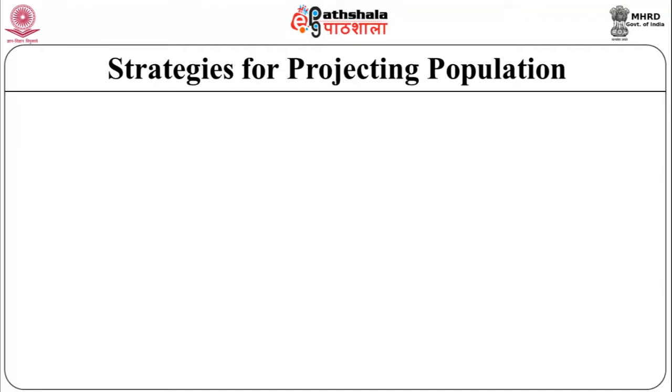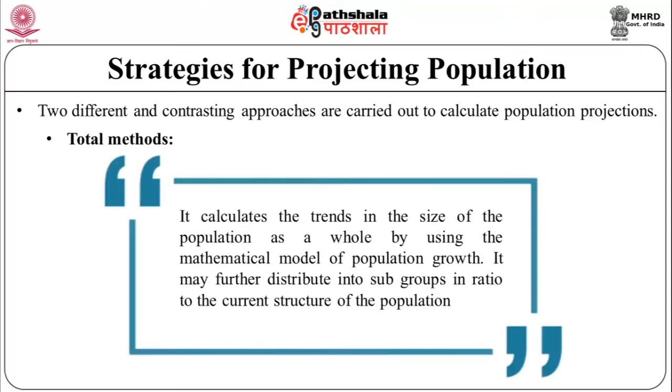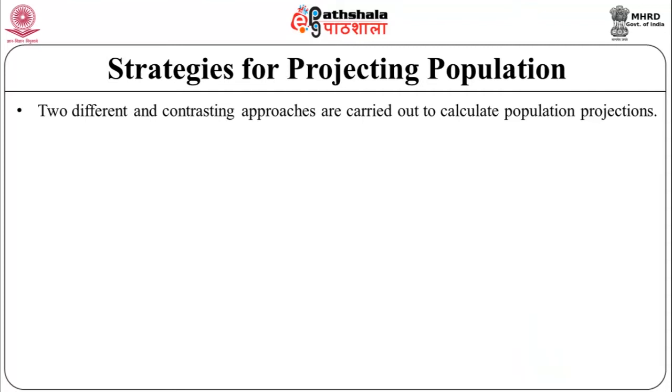Now let us discuss the strategies for projecting population. Two different and contrasting approaches are carried out to calculate population projections. The first method is the total method. Now it calculates the trends in the size of the population as a whole by using a mathematical model of population growth. It may further be distributed into subgroups in ratio to the current structure of the population.